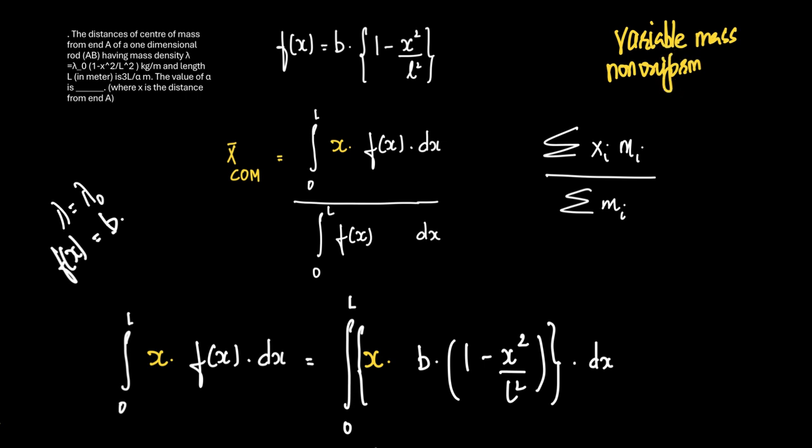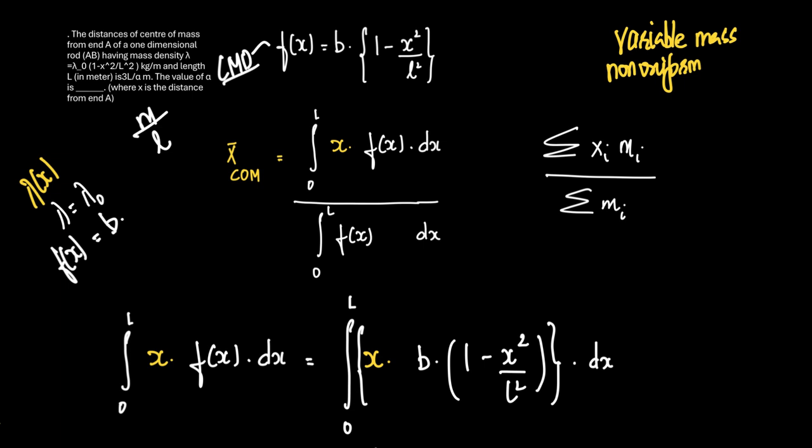non-uniform mass distribution, which is given to us as a function of x: lambda is equal to lambda 0 into 1 minus x square by L square. Now, for our convenience, let us say lambda is f of x. So lambda as a function of x, we'll just convert that to f of x, and lambda 0 will be replaced by b. So f of x is equal to b into 1 minus x square by L square, and this f of x is actually the linear mass density, which is actually mass per unit length.